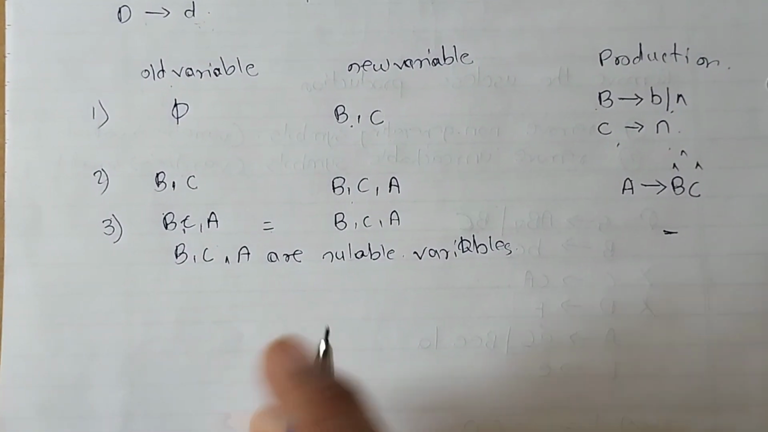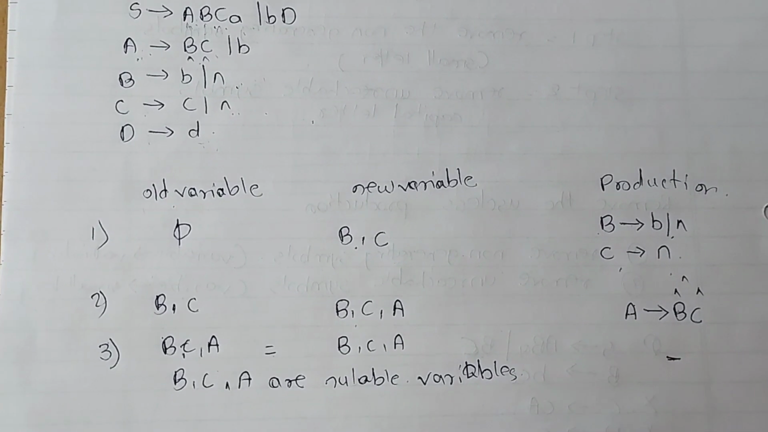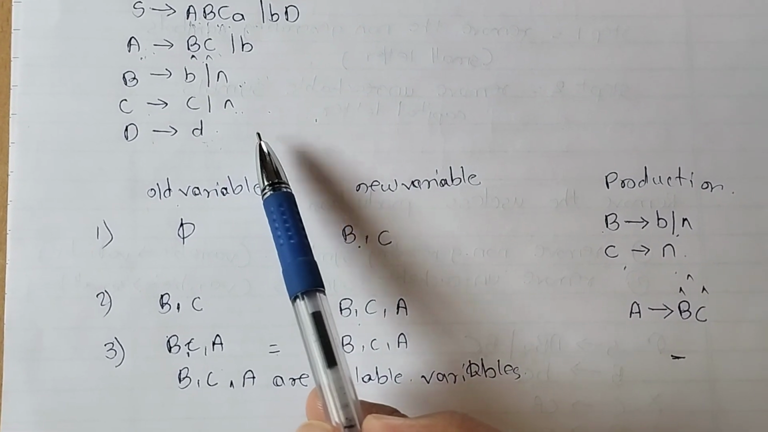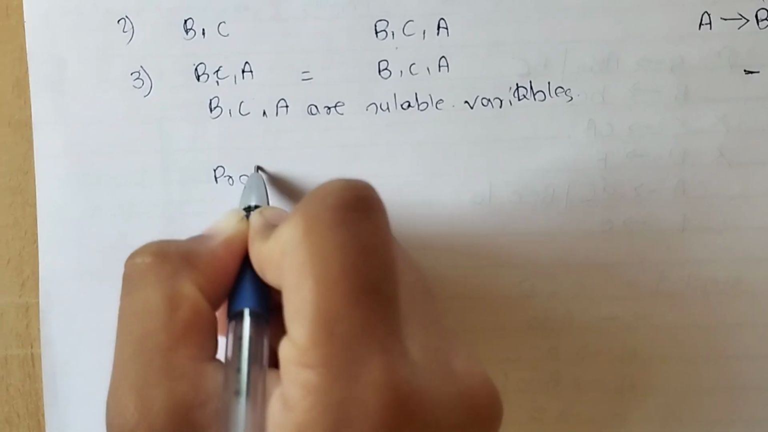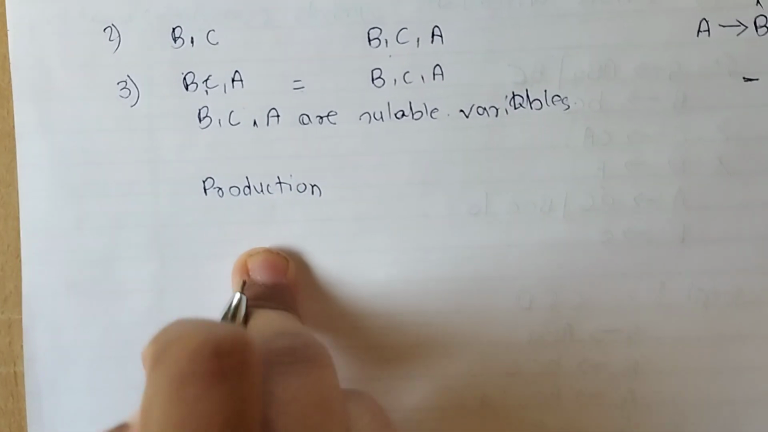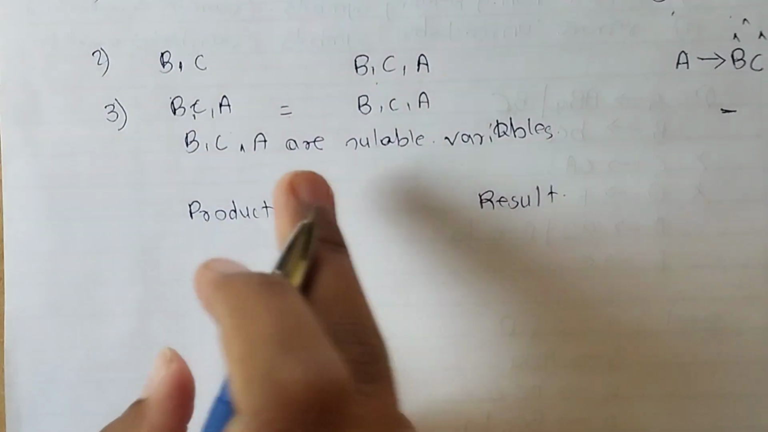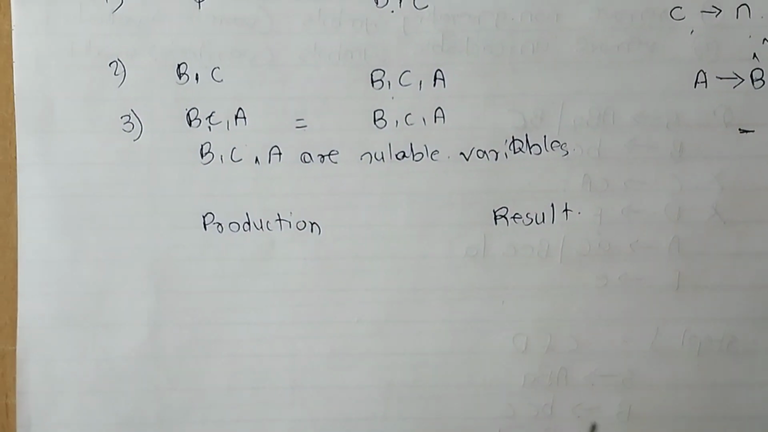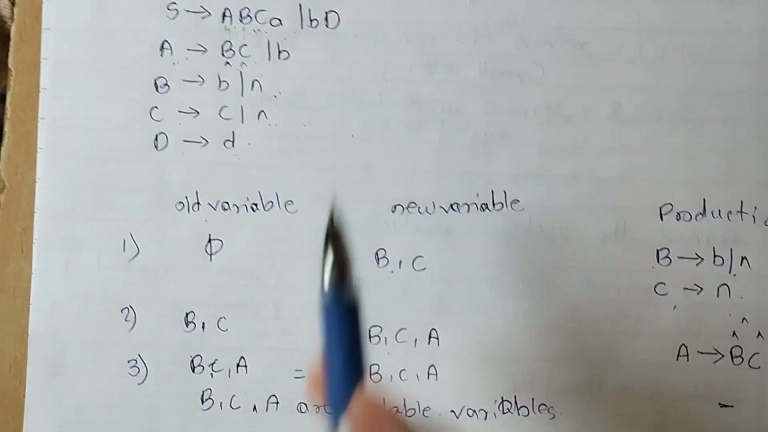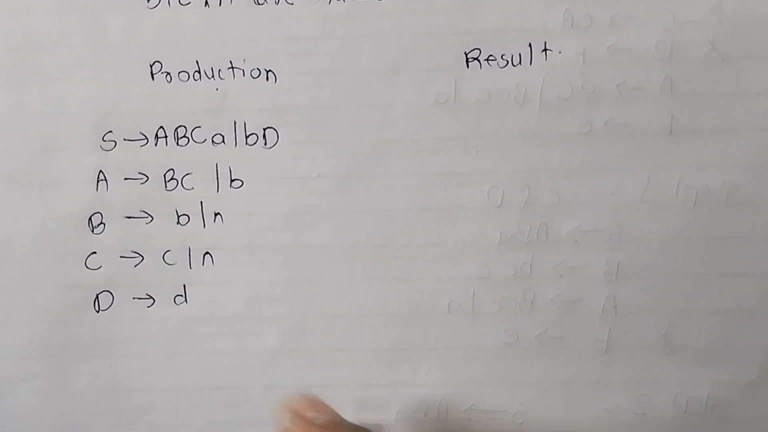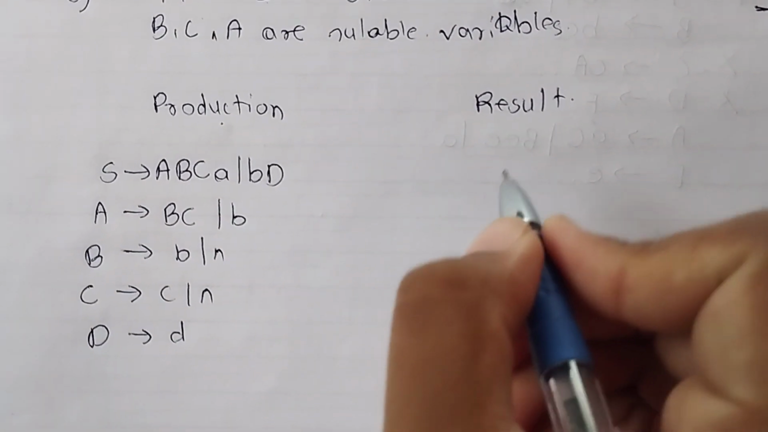So now we write the final production. For the final result, we remove these null values. How? Let's see. Here we write the production, which is our question, and here is the result, after eliminating the null values. So our initial production is here, and we write it quickly as it is.